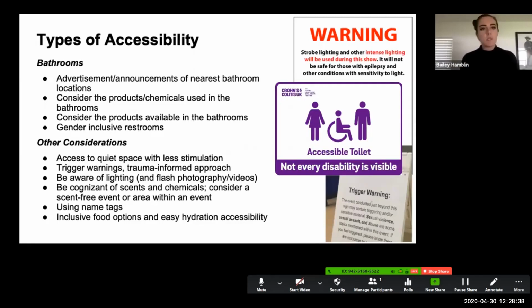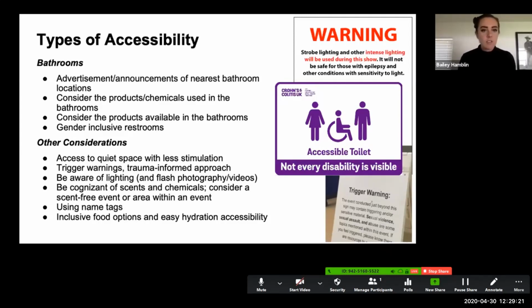Providing gender inclusive restrooms is just great to do overall. Other considerations, providing access to a quiet space with less stimulation. That's something we did for commencement as well, because that's a large scale event that's pretty loud and lively at times. So providing spaces on campus where folks can go to have less stimulation, whether that's lower lights, just less sound, that kind of stuff, that can be great also for mothers who need to breastfeed. So you're benefiting a lot more folks than just folks with disabilities with that.